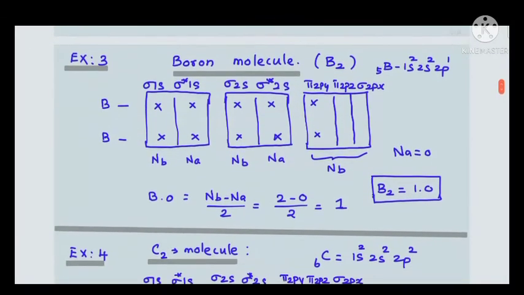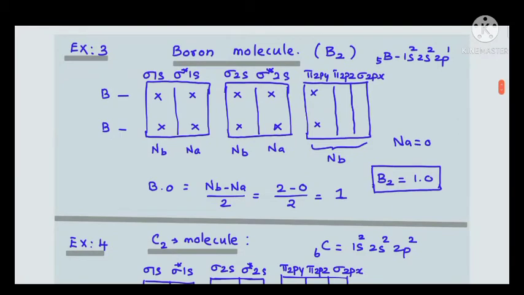The next example I have given is boron, the B2 molecule. Boron has atomic number 5, so its electronic configuration is 1s2 2s2 2p1. These are the 1s electrons, these two are 2s electrons, and this is the 2p electron. After combination, these two electrons are filled in the sigma 1s orbital, and this is sigma star 1s. Similarly, these two are sigma 2s electrons and sigma star 2s electrons.